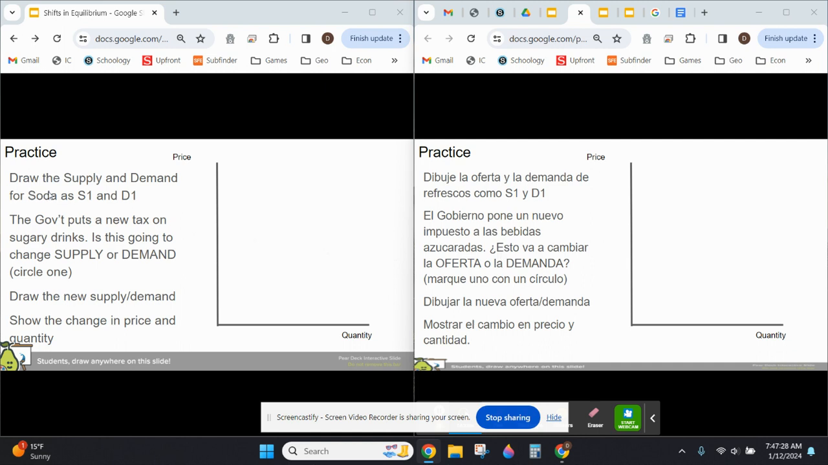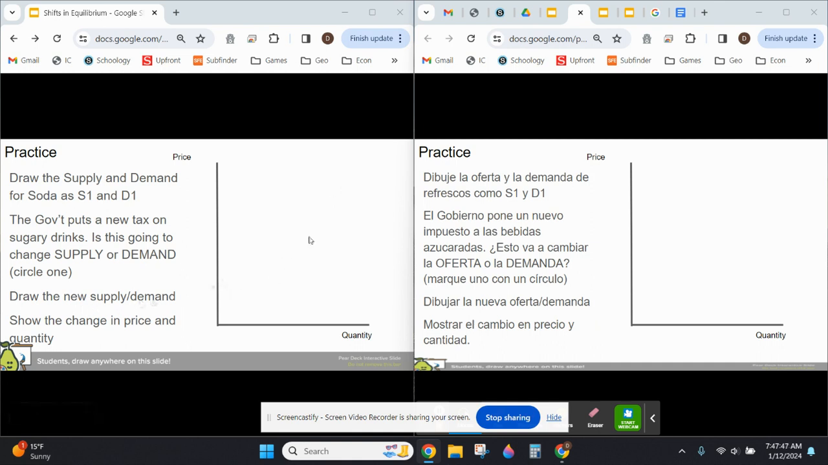Next, I want you to draw the supply and demand graph for soda. You can do it on this Pear Deck or in your notes. Then show the change if the government puts a tax on sugary drinks. Draw the change on the graph and explain what's happening. You can pause the video.